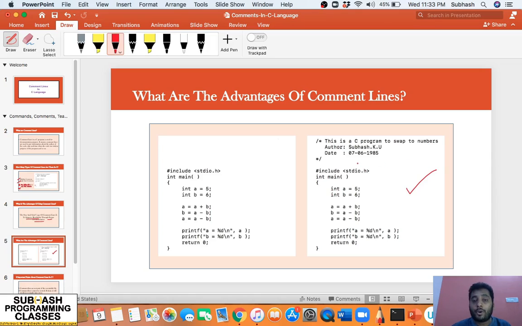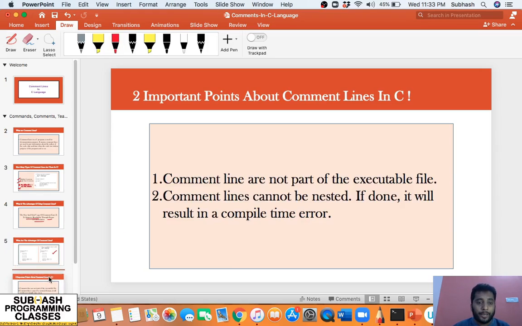So that is the main advantage of using comment lines, right? Professional programmers are not just those who write good code, but also those who maintain proper documentation using comment lines, because professional programmers know the importance of really good documentation. Having said that, I now want to tell you two important points about comment lines in C. The first one is that comment lines are not part of the executable file.